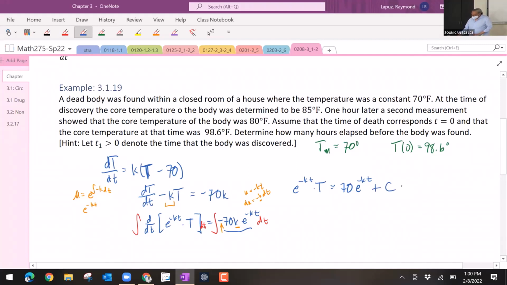And then we divide out, we get T is equal to 70 plus, this is divided with a negative power, so it's like being multiplied with a positive power, C e to the positive kt. Oops, positive kt, I just said positive power. So that's your general solution.